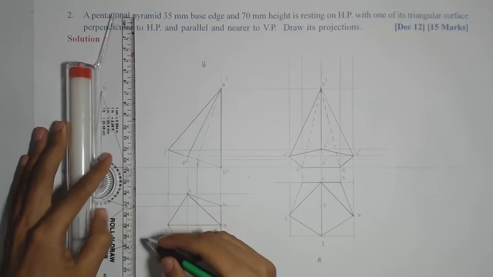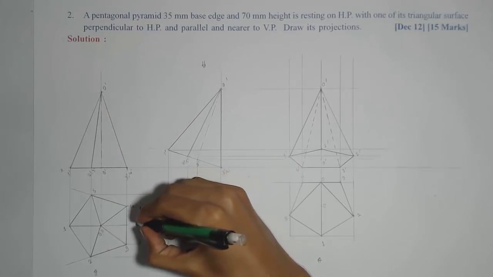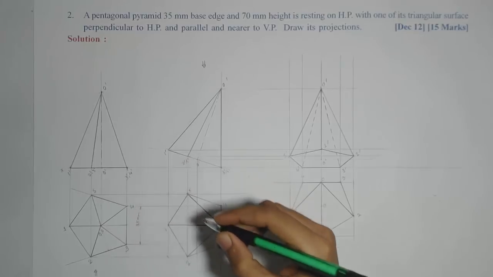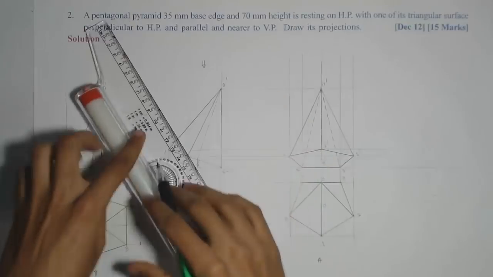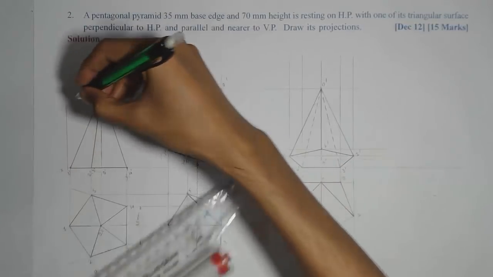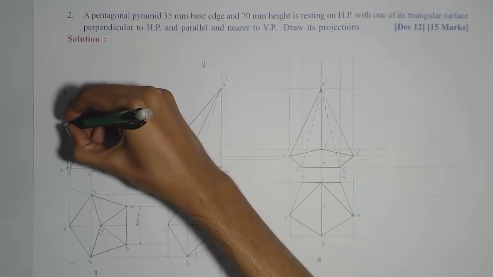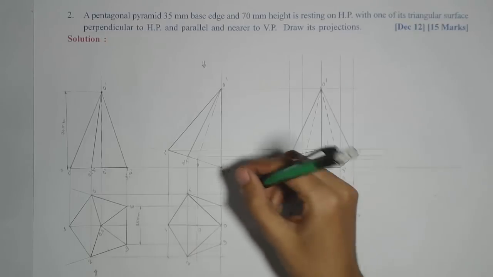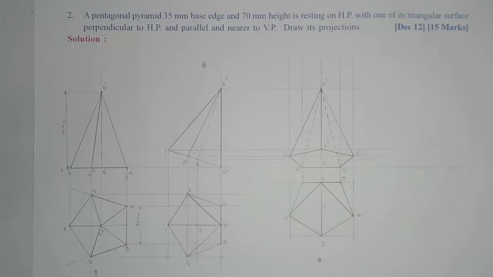The base edge is 35 mm. Then the axis height is 70 mm. Angles are not given, that means one is perpendicular and one is parallel, so no need to show that. So this completes the solution for this particular problem.